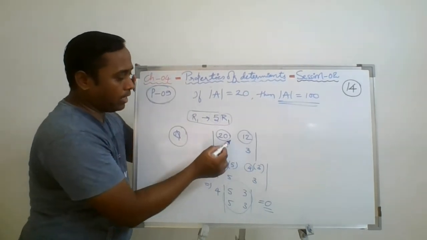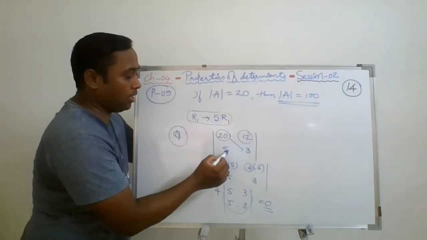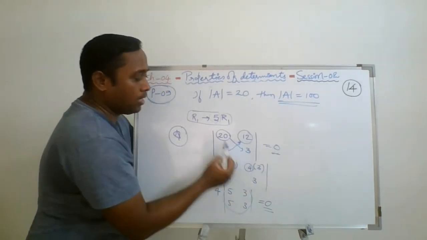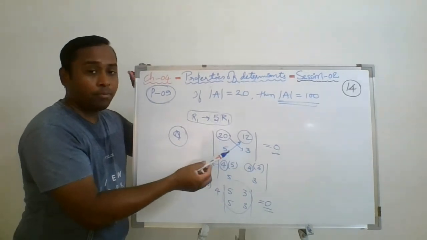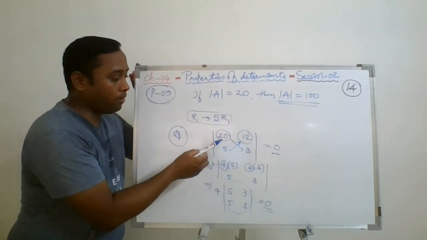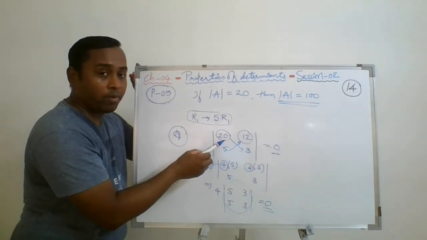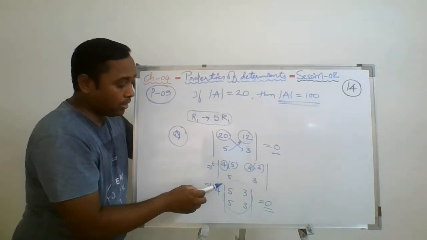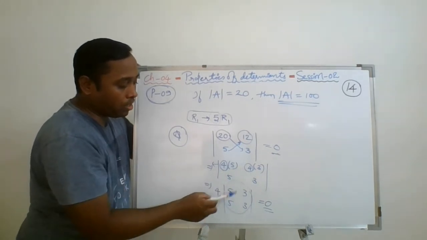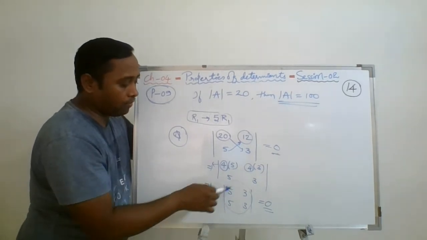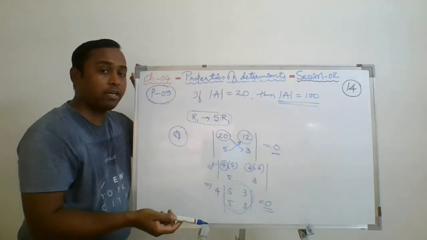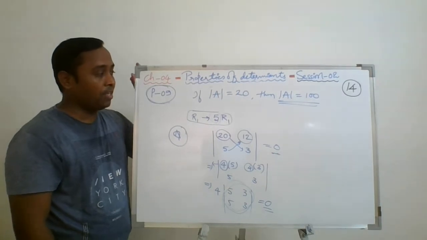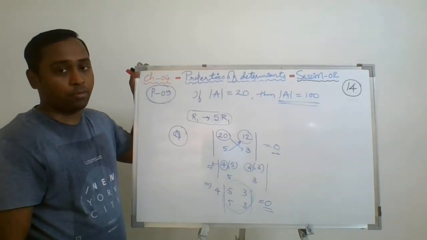You may also calculate directly. See, 20 times 3 is 60, 12 times 5 is 60, 60 minus 60 is 0. This is a direct way. If I'm using the property, what I observed is that row 1 elements have a common factor. I took that common factor out, and then the remaining elements become identical. So ultimately, if two rows or columns are identical, that value is 0, hence 4 into 0 is always 0. So this is the use of property number 9.